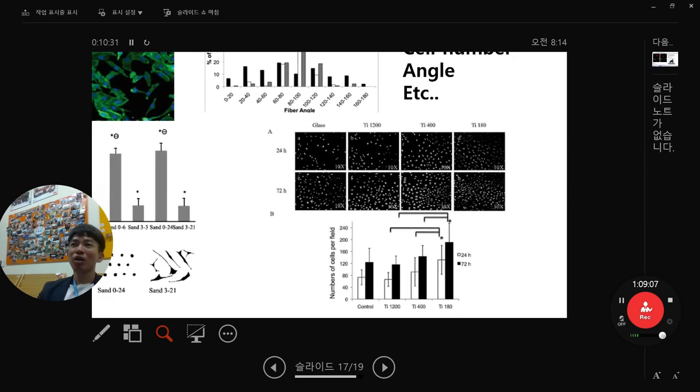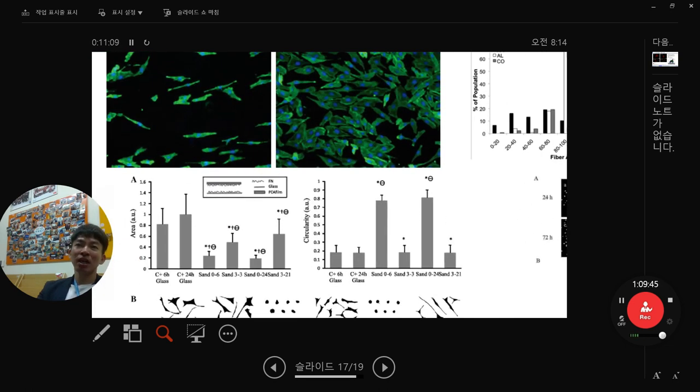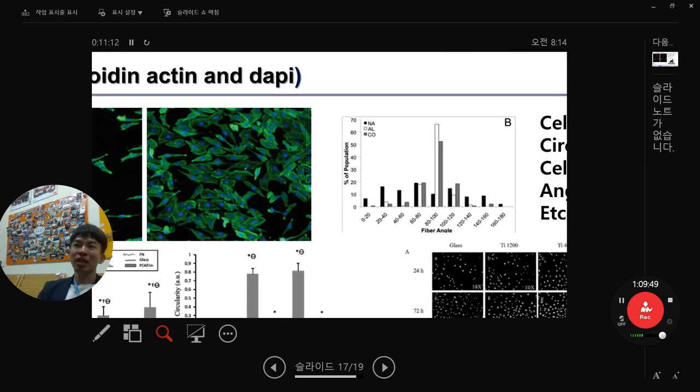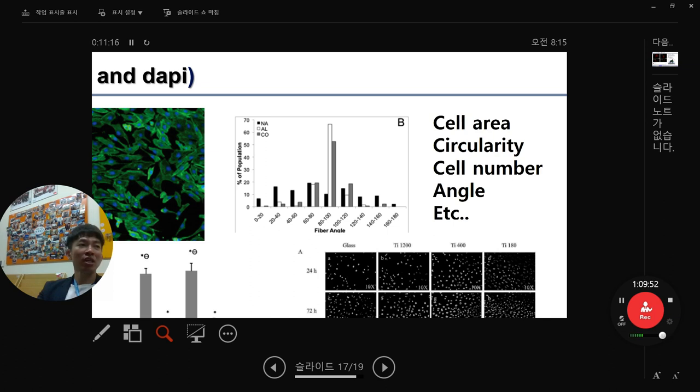And then how your cell number is retained on your material. You just simply count the cell number based on DAPI. So like this, DAPI at 24, 72 hours, you can count it. Let's say I don't have much sample. If I were you, I would culture the cells and membrane together, and then do the staining. From the DAPI staining I can know the number of attached cells. And from the actin staining, I can know area, circularity, and how they are elongated, the angle. So you can get 5 or 6 figures only from actin and DAPI imaging.